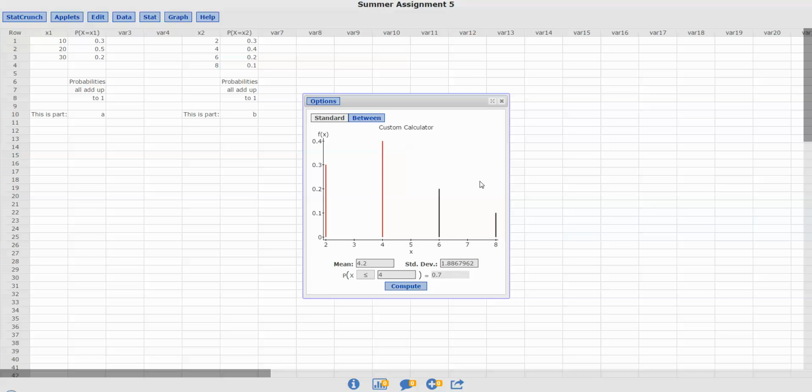Okay, and when you do this with problems 2 and 10 on your calculator and this, you'll know you did it right when you get the same answer. That's assignment 5.